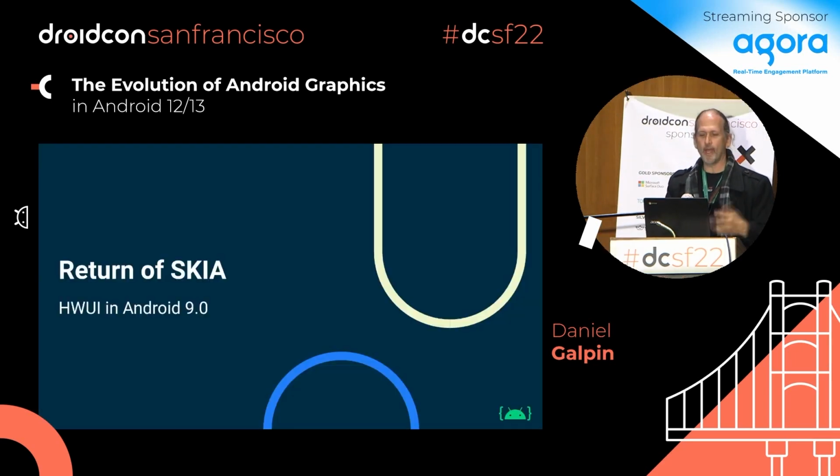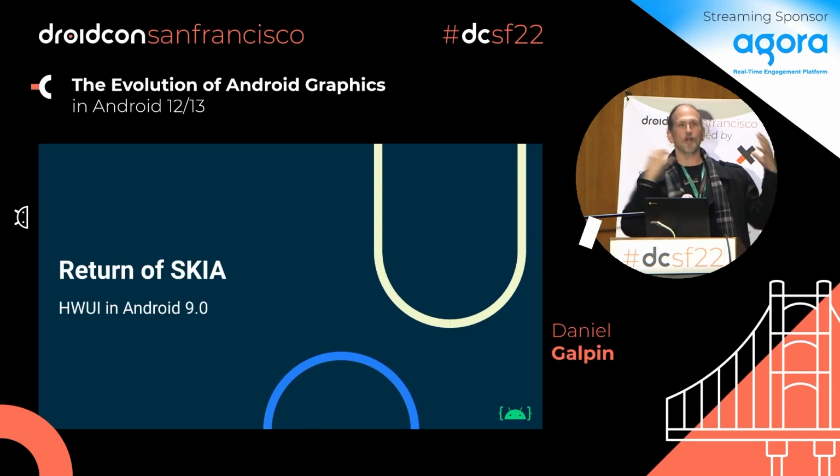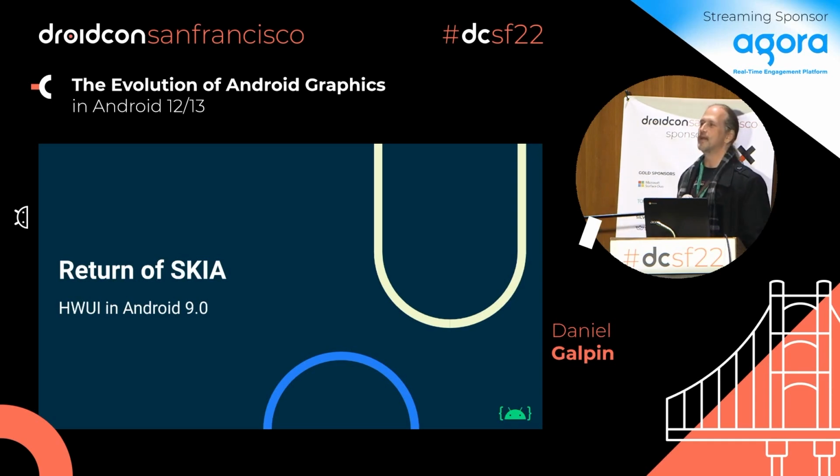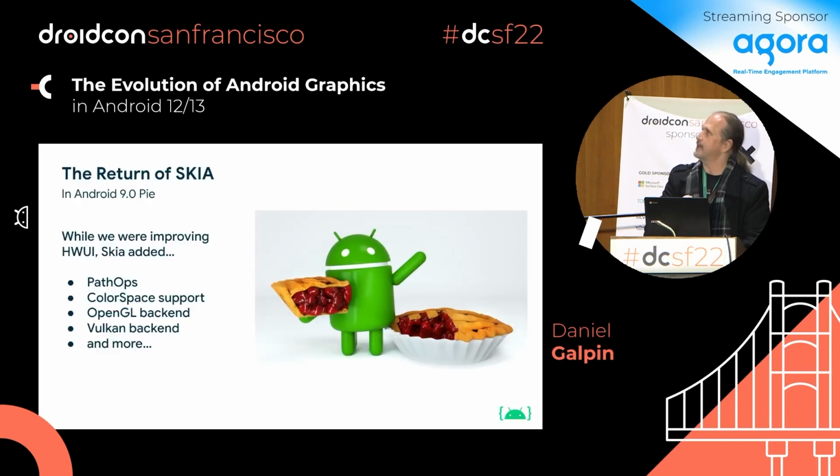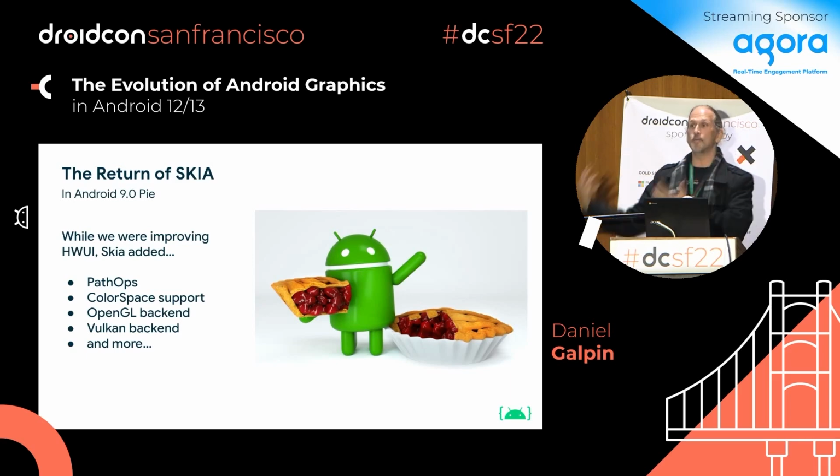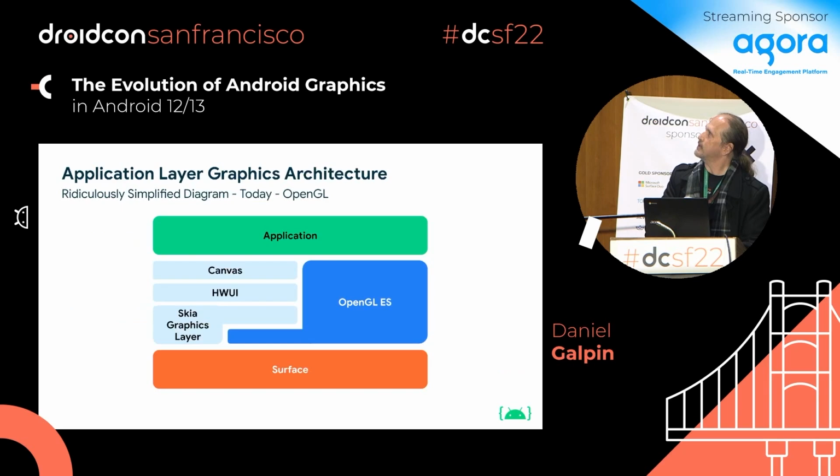Okay, and why did this all happen? Because in Android 9, we decided, you know what? We've been working on Skia for all these other projects. We are doing Skia for Chrome, Android. Pretty much every time we do 2D at Google, we are using Skia. So we've been working on it, and we actually added a ton of features into it, things like path ops and color space support, and most importantly, we added an entire OpenGL and a Vulkan backend. And so in Android, instead of wanting to rewrite the entire backend when Vulkan came around, we decided to switch back to Skia. Now, we couldn't completely switch back to Skia.